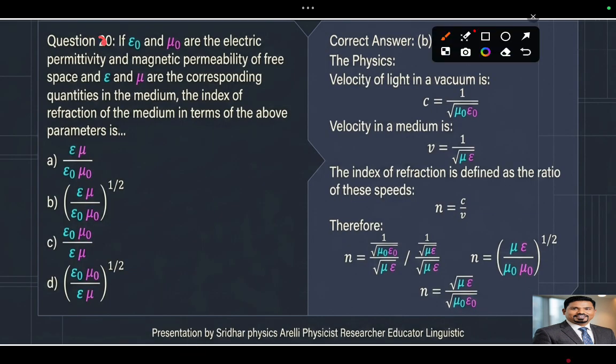Next one. If epsilon naught and mu naught are the electric permittivity and magnetic permeability of free space, and epsilon and mu are the corresponding quantities in the medium, what is the index of refraction of the medium in terms of the above parameters? So we need to find the refractive index in terms of these parameters. The velocity of light in vacuum is C equal to 1 by under root of mu naught epsilon naught.